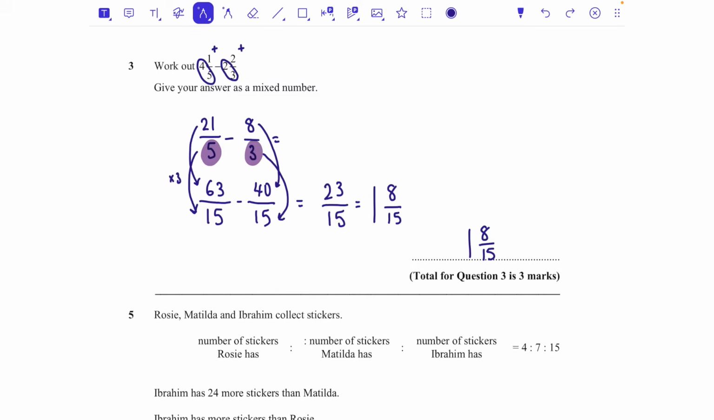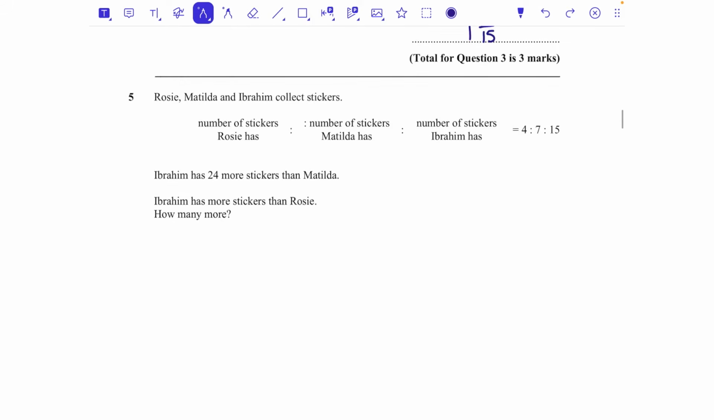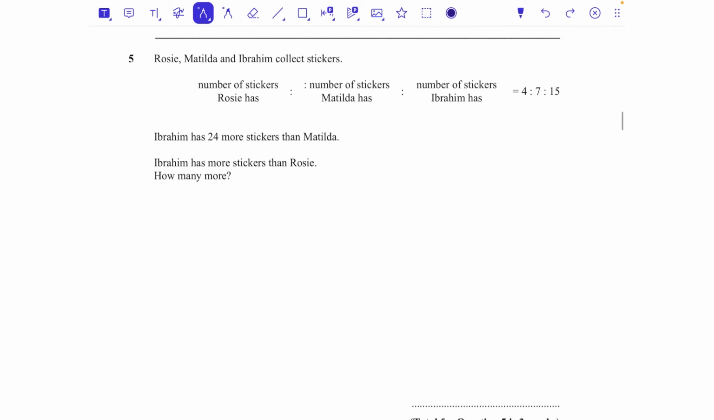Question number 5. Rosie, Matilda and Ibrahim collect stickers. The number of stickers Rosie has to the number of stickers Matilda has to the number of stickers Ibrahim has is in the ratio 4 to 7 to 15. Ibrahim has 24 more stickers than Matilda. Ibrahim has more stickers than Rosie, how many more?